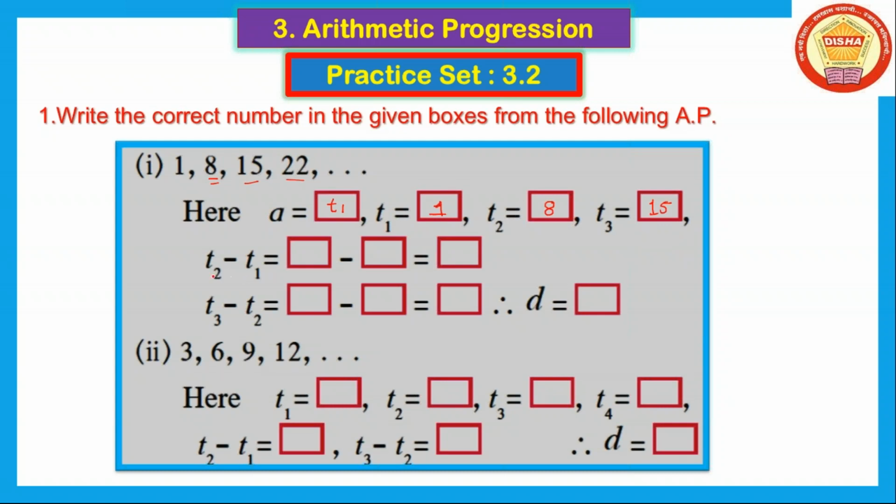The next step is given here T2 minus T1. Then we have to put the values of T2 and T1. Second term is given here 8. 8 minus first term is given as a 1. Means 8 minus 1 is equal to 7. Then again here given T3 minus T2. Then we see what is T3 here. T3 is given here 15. So we put here 15 minus T2 is 8. Means 15 minus 8, which is equal to 7.